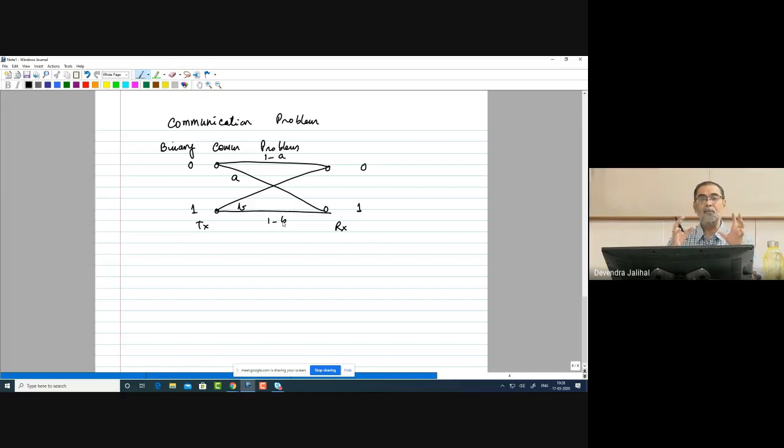So we model this problem by what is called an error channel or a binary channel. And if the crossover probability A is equal to crossover probability B, then it is a symmetric channel. And so that is called a binary symmetric channel, meaning both the symbols 0 and 1 have identical probabilities of error. And it's called BSC.